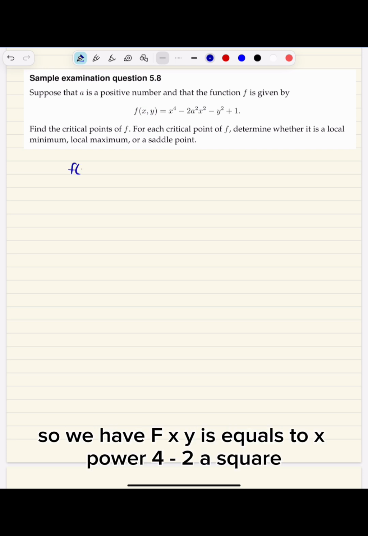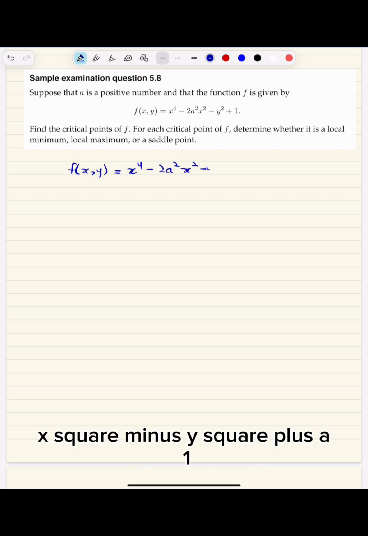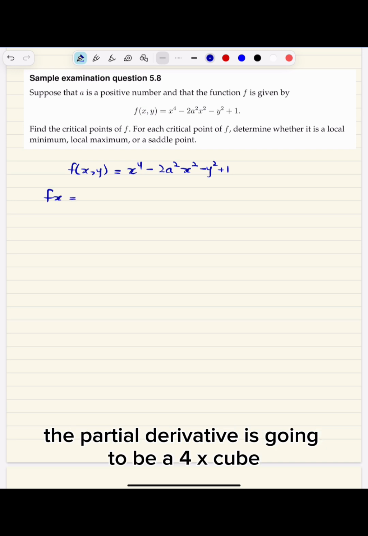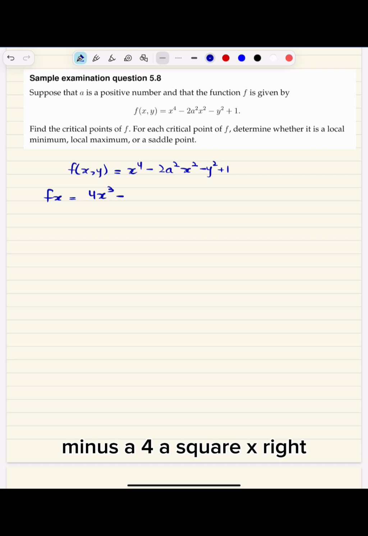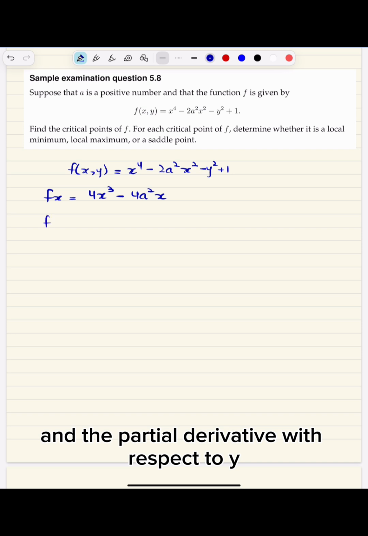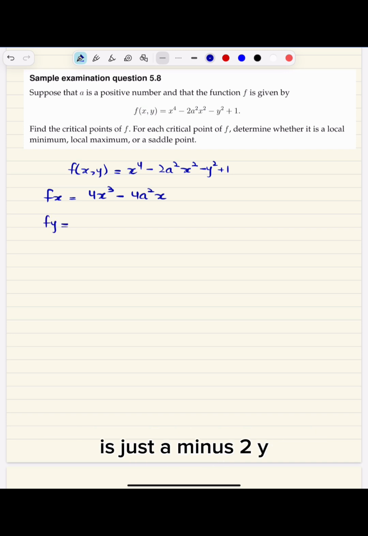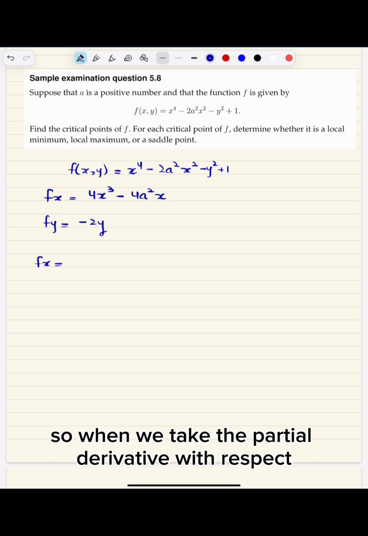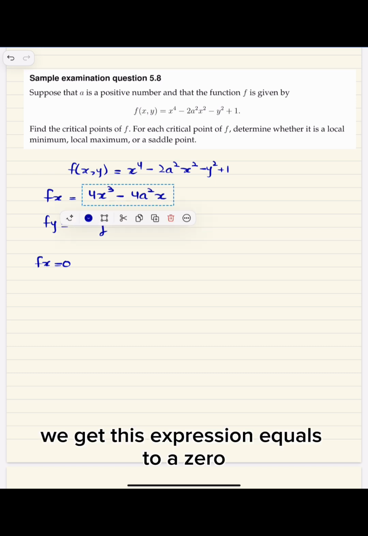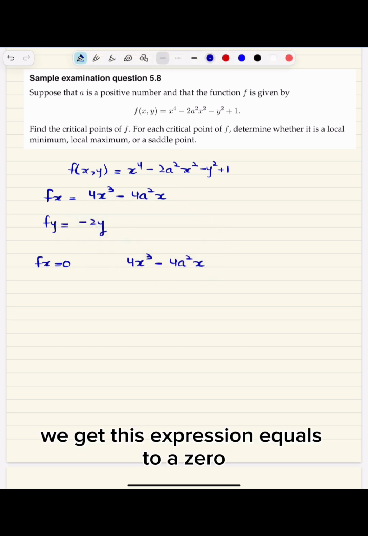Okay, so we have f(x,y) equals x to the power 4 minus 2a squared x squared minus y squared plus 1. So the partial derivative with respect to x is going to be 4x cubed minus 4a squared x, right? And the partial derivative with respect to y is just -2y. So when we put the partial derivatives equal to 0, we get this expression equal to 0.